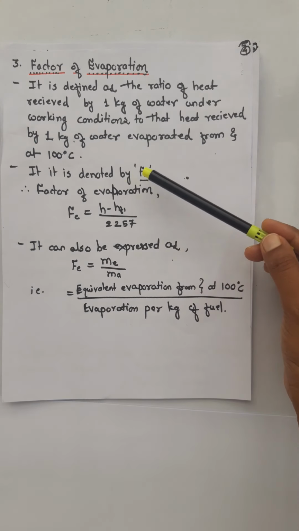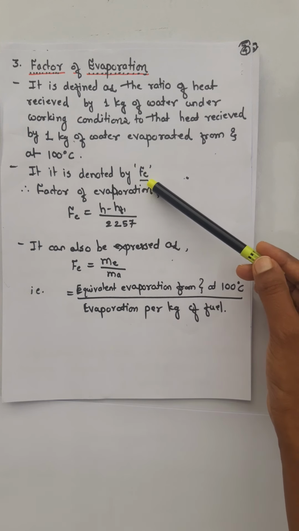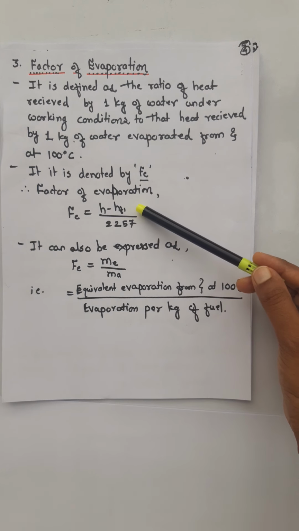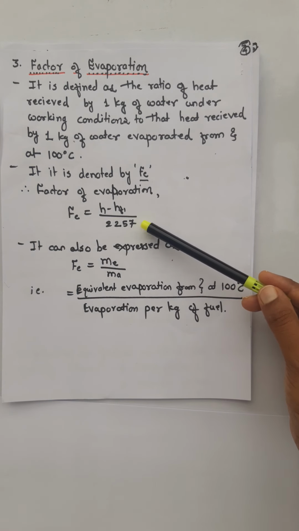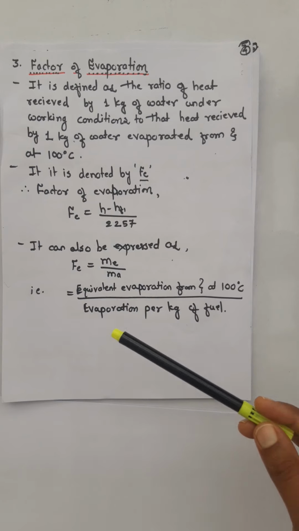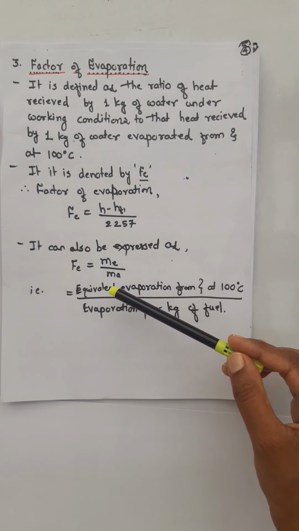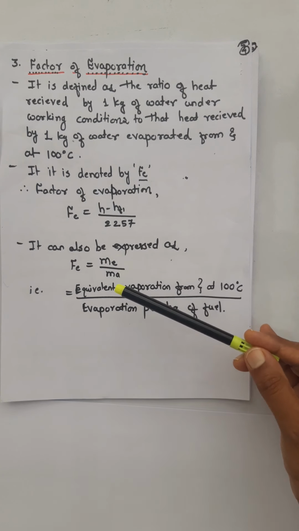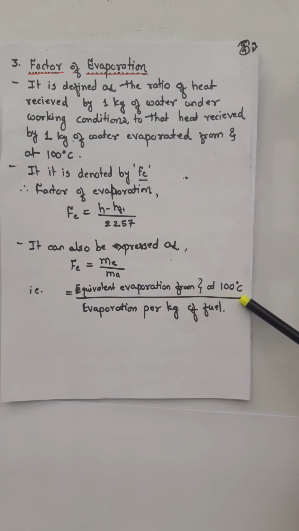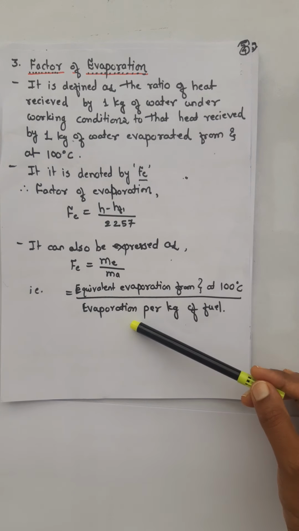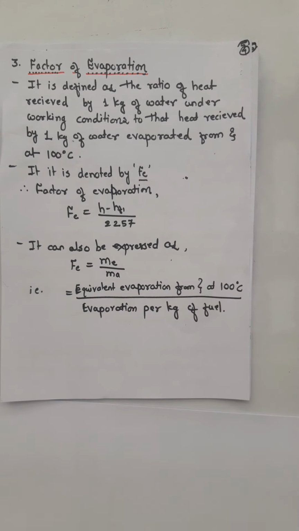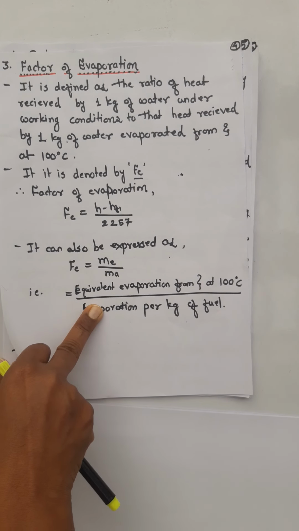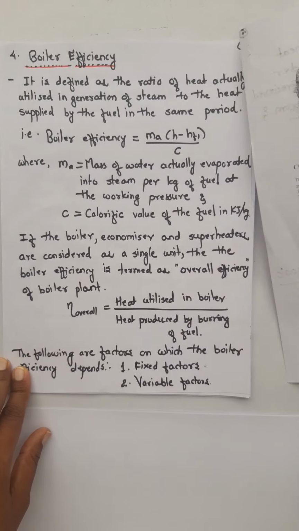This factor of evaporation is denoted by Fe, and Fe is given as (H minus Hf1) divided by 2257. This factor of evaporation Fe can also be expressed as the ratio of Me and Ma, where Me is the equivalent evaporation from and at 100 degrees centigrade and Ma is the evaporation per kg of fuel.